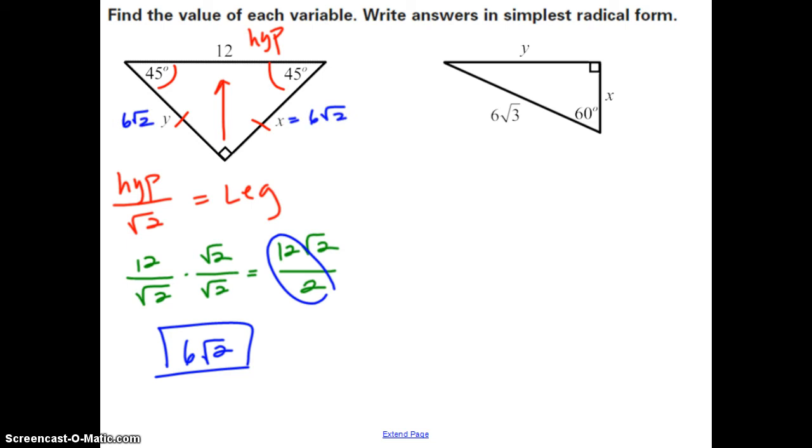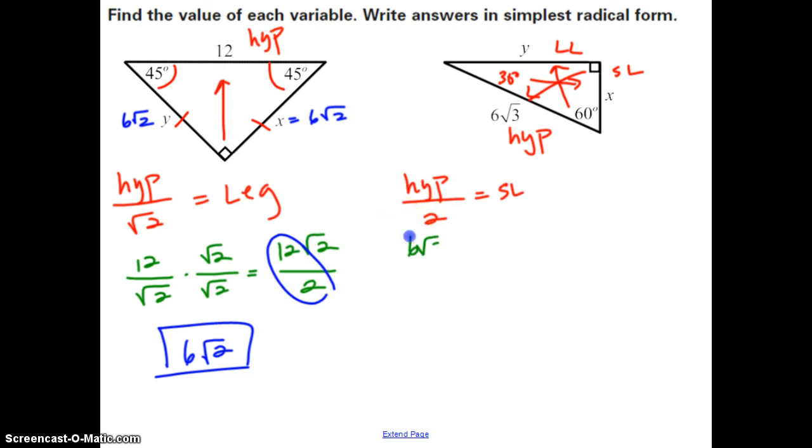Now, when you take a look at this one, let's label. This is going to be a 60, 90, this one needs to be 30 degrees. So this one's going to be our short leg, this one's going to be our long leg, and then this one is going to be our hypotenuse. We're given the hypotenuse first, and remember, you have to find the short leg first in order to find the other one. So we'll start off with our equation that says the hypotenuse divided by 2 gives us the short leg. So let's substitute in our values.